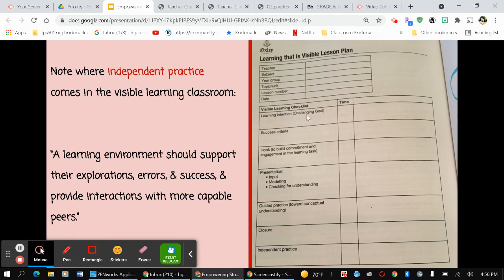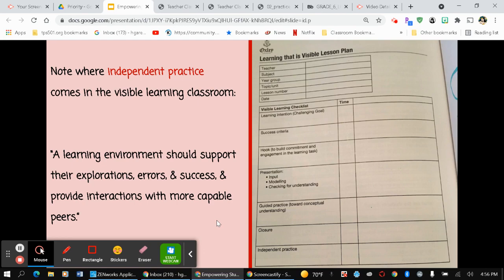This just gives a place to outline what the learning intention will be, what the success criteria will be, the hook, sometimes called the anticipatory set, and the presentation, what that's going to look like. It's going to include input, modeling, checking for understanding, and guided practice, and then there will be closure. And then independent practice is what students do after this whole process has taken place.